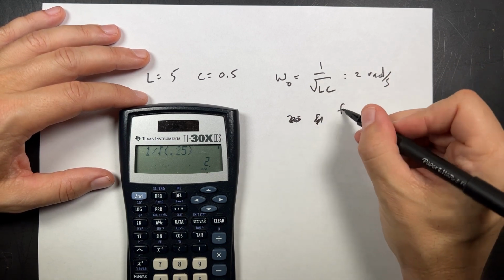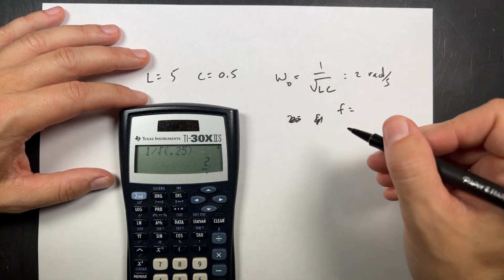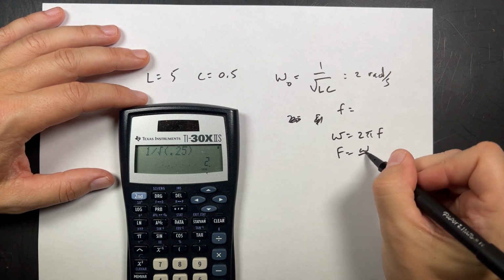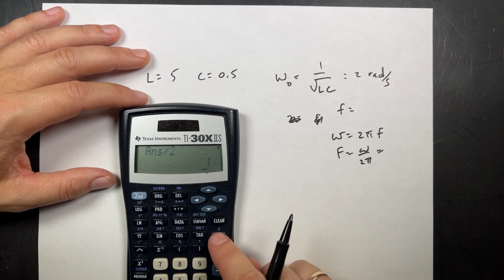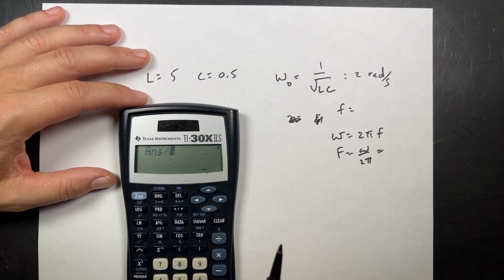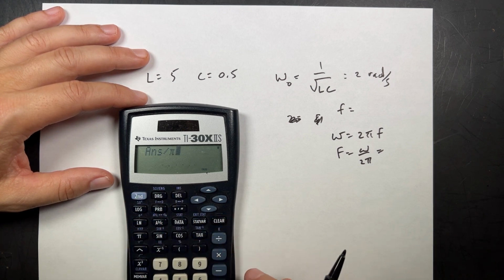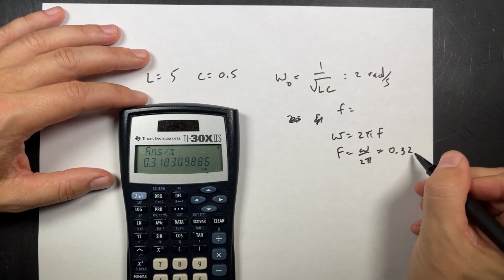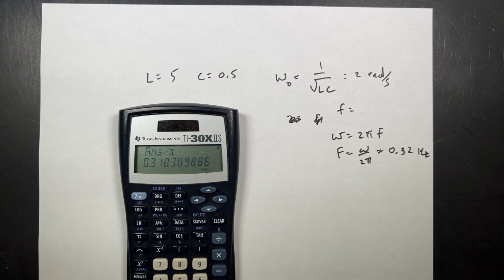Now, I'm going to need the frequency because the simulator uses a frequency. So omega is 2 pi times the frequency. So the frequency is going to be omega over 2 pi. So let's do that: divided by 2, divided by pi, equals. So I get 0.32 hertz. Okay, now let's jump to the simulator and see if we do get resonance with that.